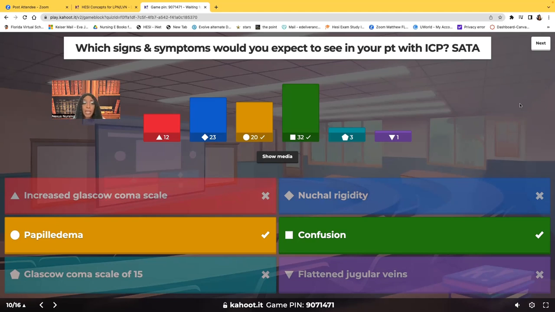What about papilledema? Yep. All of that pressure, most likely from fluid, we'll see the papilledema, yep. Confusion, absolutely. This is a neurological disorder. Of course, they're going to have confusion. How about Glasgow Coma Scale of 15? No, because again, 15 is the best you can get. How are you going to have 15 if you have ICP? So that's wrong. And flat jugular veins. You're not going to have flat jugular veins. You're not expecting to see that. They've got ICP. If anything, you may expect to see what? Bulging. Okay, so the correct answer for this would be your papilledema and your confusion.